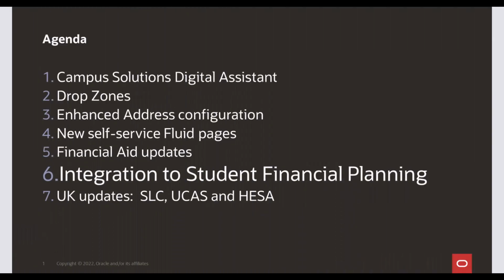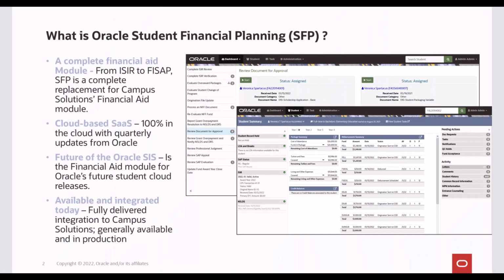Next, we'll look at enhancements to the integration between Campus Solutions and Student Financial Planning. This may be new to some of you, so let me introduce Student Financial Planning, also known as SFP. This is our latest module to support the full breadth of financial aid functionality. This is a cloud-based module, and we've integrated it with Campus Solutions to give our current customers the advantage of moving to this new functionality when they're ready and having it work directly with Campus Solutions. We're also building the integration of Student Financial Planning into our Student Cloud product, so we look at this as the future of Oracle's financial aid offering.